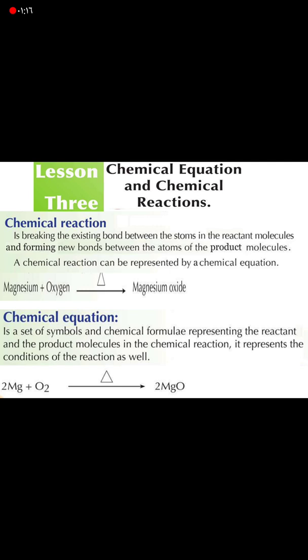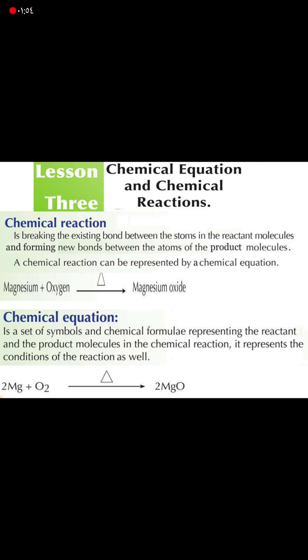We can represent the chemical reaction by a chemical equation. So what is the chemical equation? When you look at this figure or this equation, you will see chemical symbols like Mg for magnesium, O for oxygen. And you will see what? Numbers. These numbers are the valences of these atoms or groups. And you will see what? A triangle. What's the triangle? It means heat.